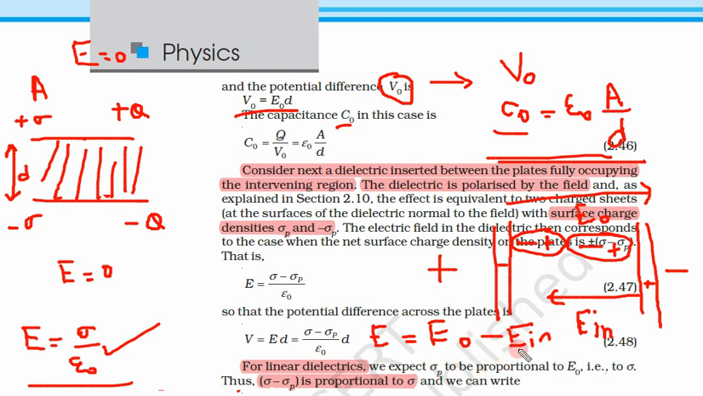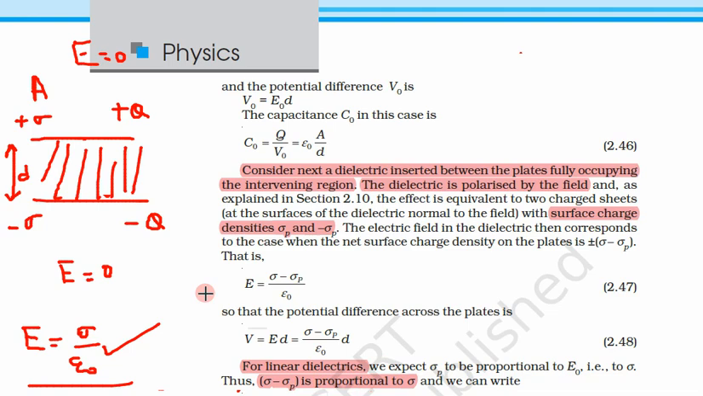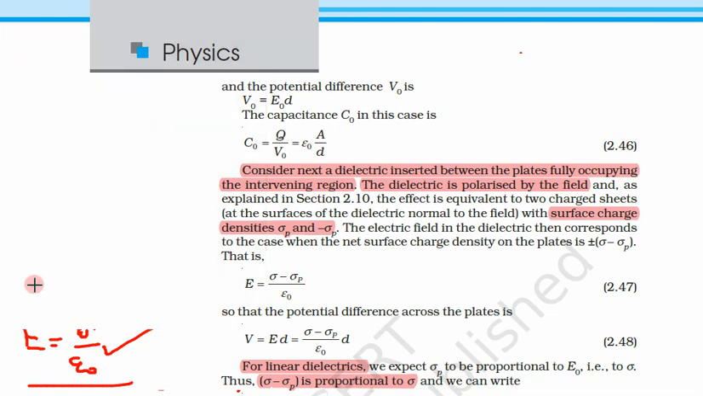So the total field is E internal, and we call this E internal EP because of the polarization of the dielectric material. Now let us see what happens. The inner material is polarized, and because of that there is an electric field which is called EP.